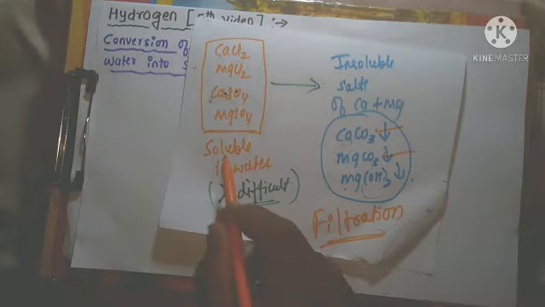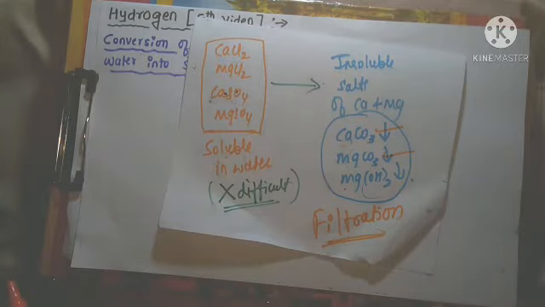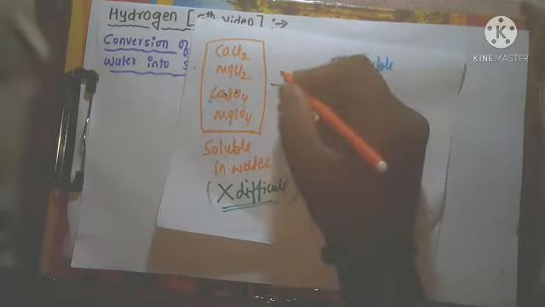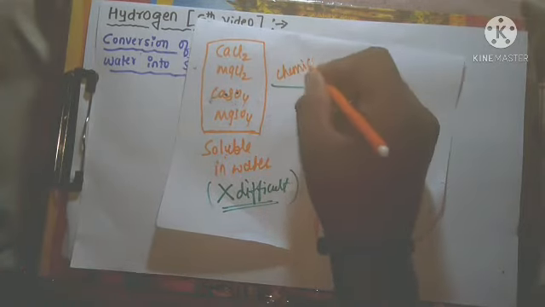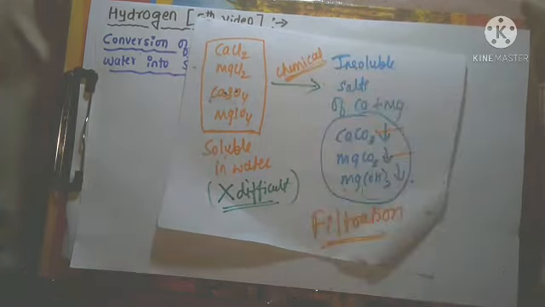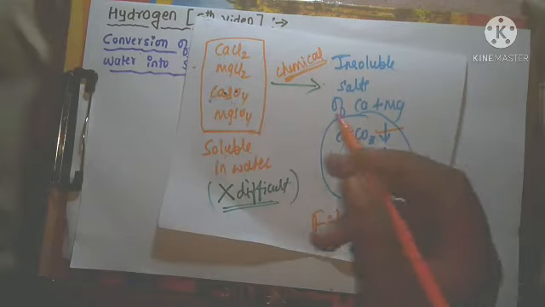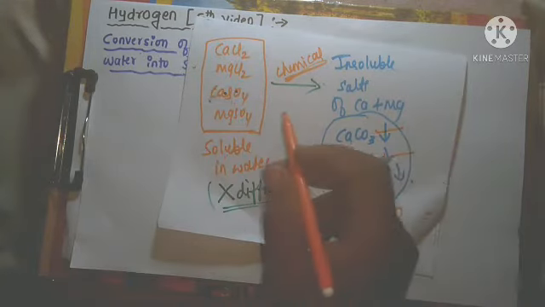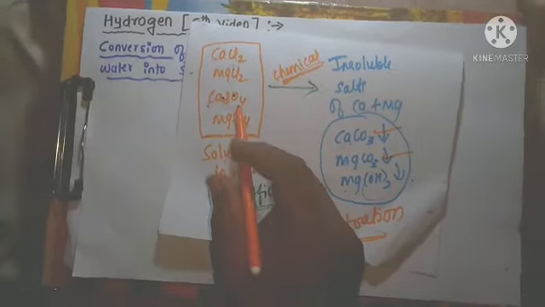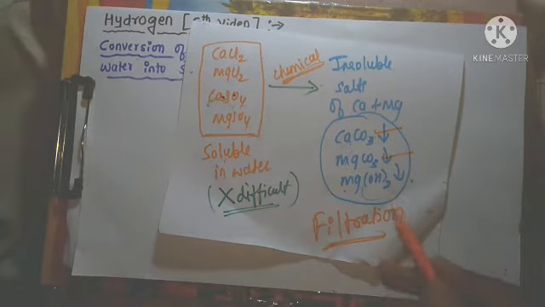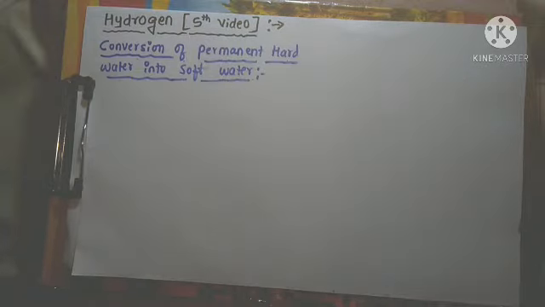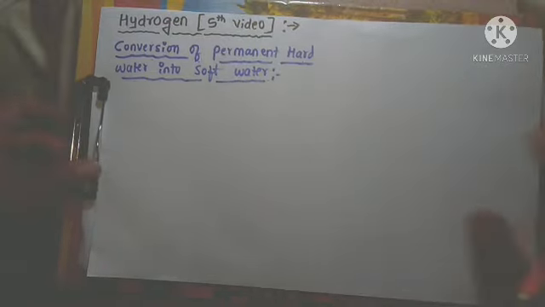Now, the question is how to convert soluble salts into insoluble salts. For this, you have to add some chemical so that the soluble salts of calcium and magnesium are converted into insoluble salts. Next, after filtration, you will get the soft water. Now, the basics are completed.